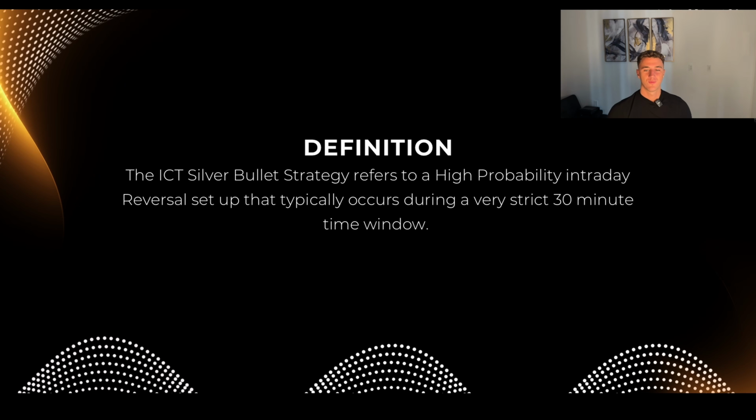All right, so let's start off with the definition. What even is the ICT silver bullet strategy in the first place? For anyone new here, the ICT silver bullet strategy refers to a high probability intraday reversal setup that typically occurs during a very strict 30-minute time window. So what does that mean? Usually every single day inside of the New York session, you'll get one golden opportunity, which will be referred to as the ICT silver bullet. And that's exactly what I'm gonna be teaching you in today's video.